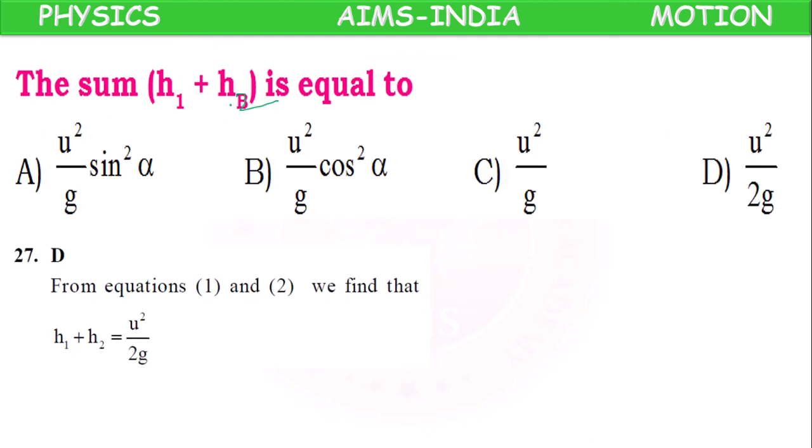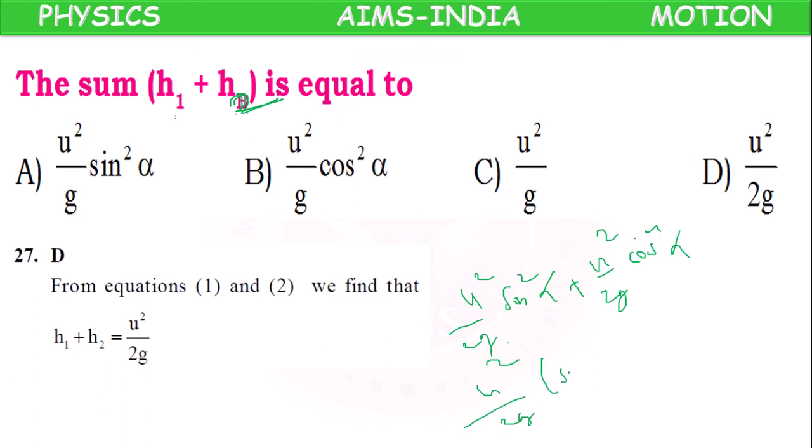Next, the sum of H1 and H2, how much? H1 is u square by 2g sin square alpha, plus H2, which is u square by 2g cos square alpha. Here u square by 2g is common, with sin square alpha plus cos square alpha, and sin square alpha plus cos square alpha equals 1. So u square by 2g into 1 equals u square by 2g. So option D is correct.